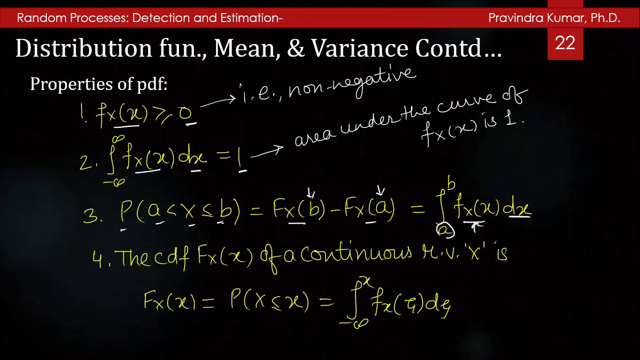And in the PDF form, I can write it as the integration from a to b of the PDF fx(x) dx. And the CDF Fx(x) of a continuous random variable X, if we are given the PDF, will be the probability that X is less than or equal to x. From the definition of the PDF, you can write it as the integration from minus infinity to x of fx(xi) d xi, the PDF of the random variable X.